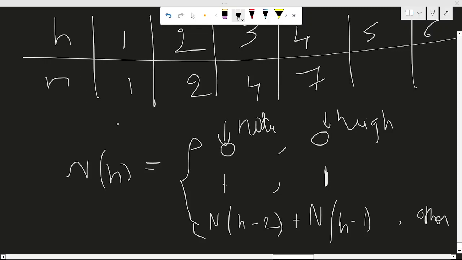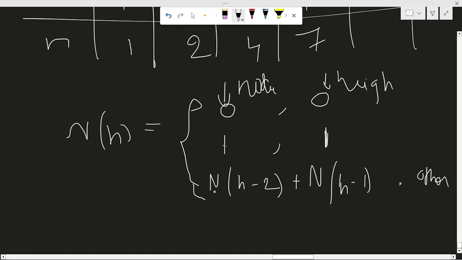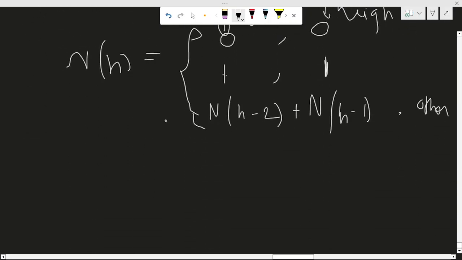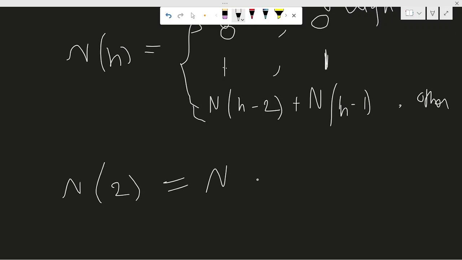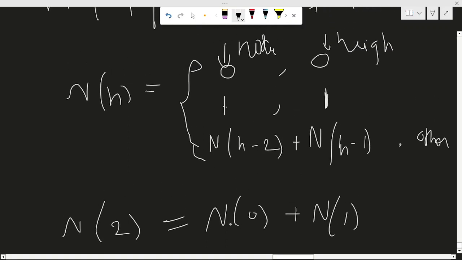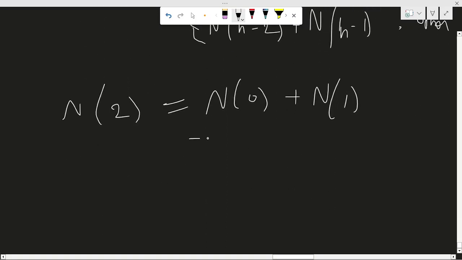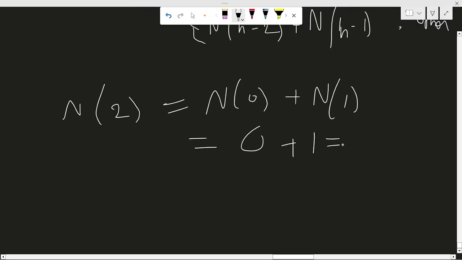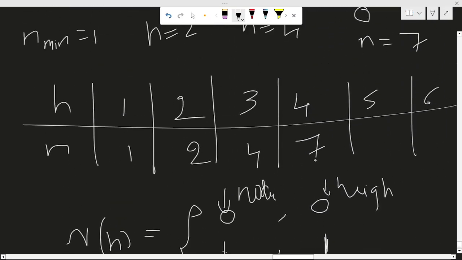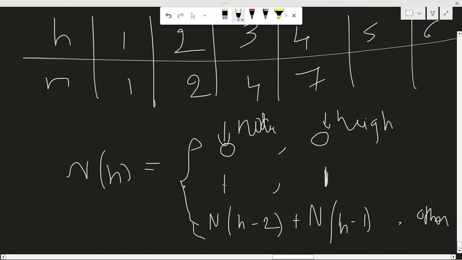We know for 0, we know for 1, right? For h is equal to 2, let me check. I will take n of 2 minus 2, which is n of 0, plus n of 2 minus 1, which is n of 1. I already know that n of 0 is 0, and n of 1 is 1. So let's see the answer. The answer is 2.